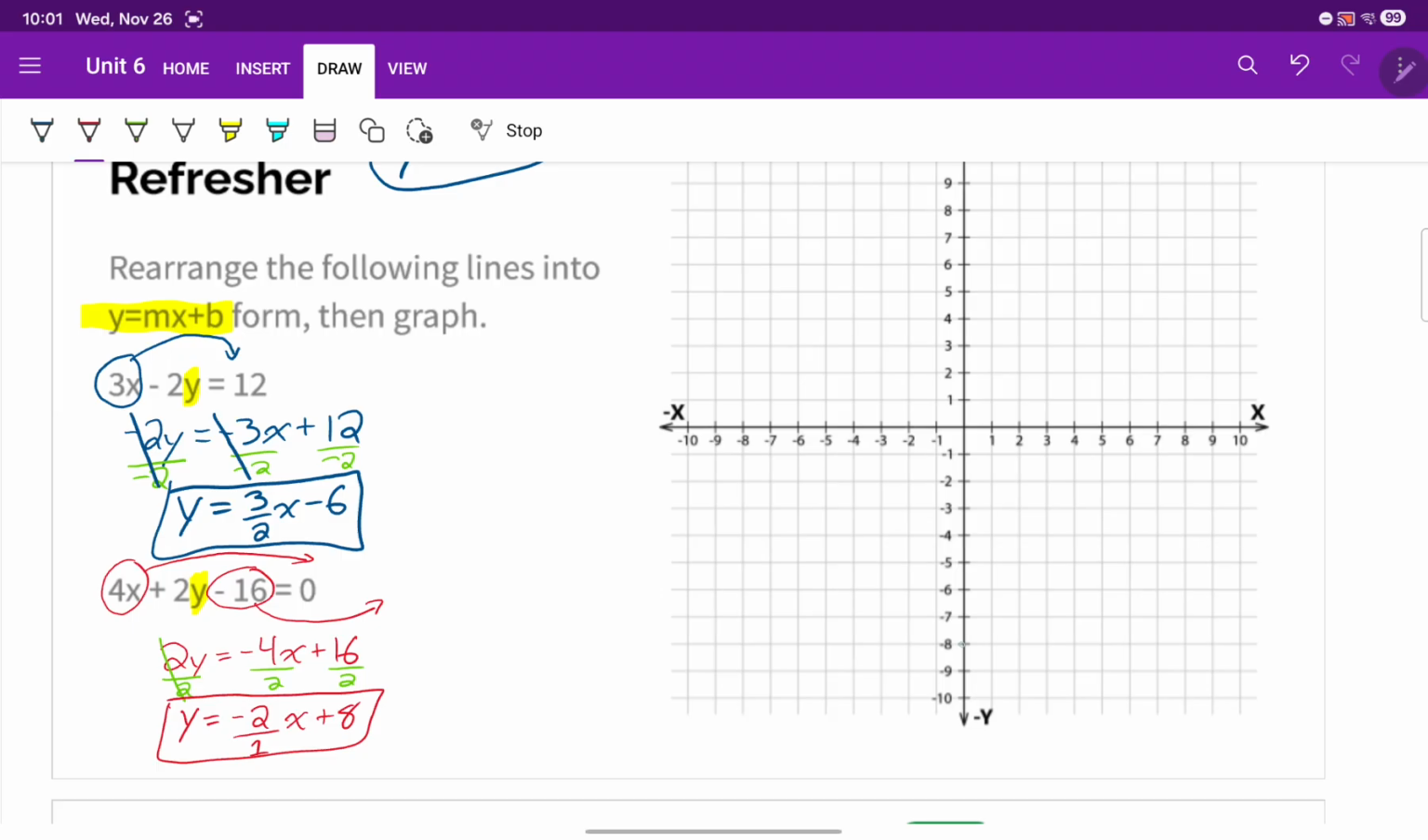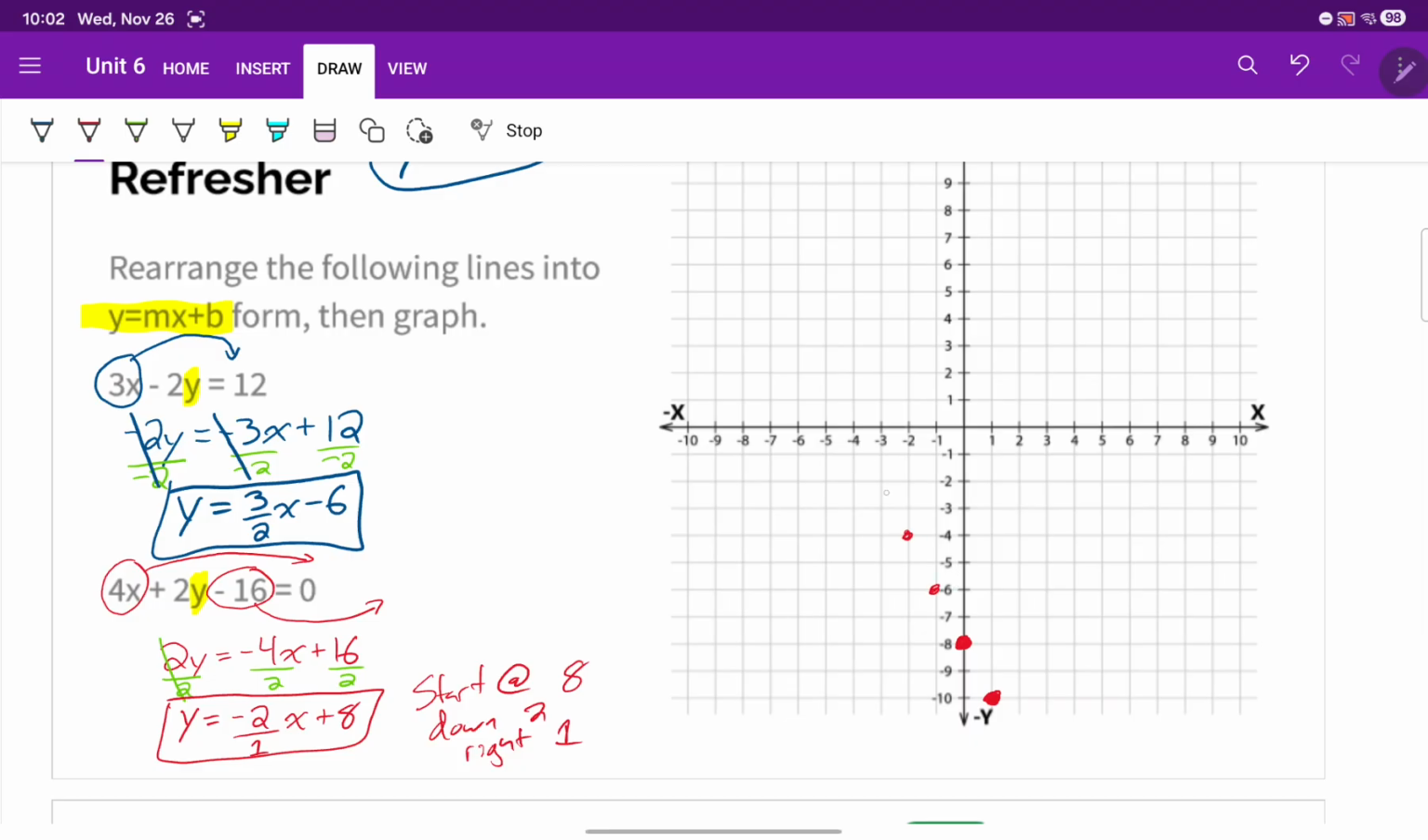We're going to go -8 is my y-intercept. And this graph is going to go, it's -2/1. So it's going to start at -8 and go down 2, right 1. So down 2, right 1. Now I ran out of space, so I'm going to go the opposite direction. I'm going to go up 2, left 1, up 2, left 1.